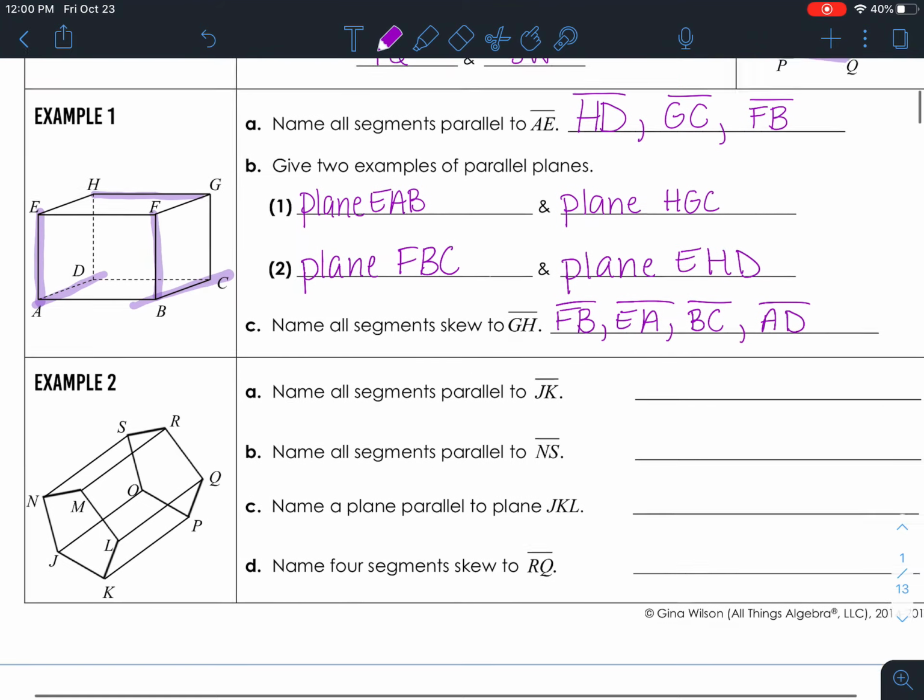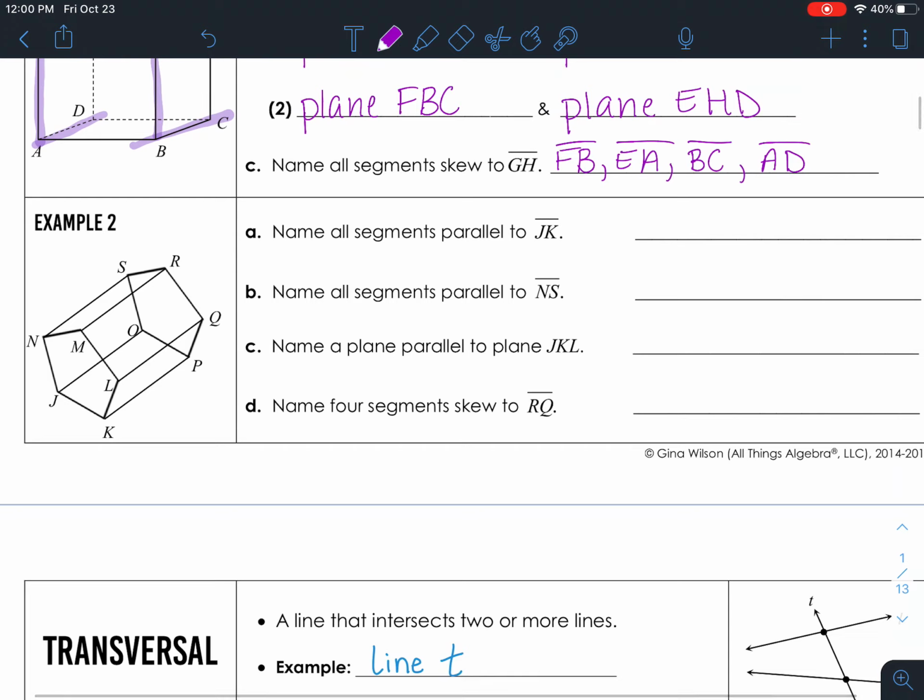All right, let's move on to example number 2. So they want us to name all segments parallel to JK. Here's JK, it's a bottom line right there. A segment parallel to that is going to be OP, that back segment. Next, they want us to name a segment that is parallel to NS. NS is one of these side connectors here. So all of those side connectors will be parallel.